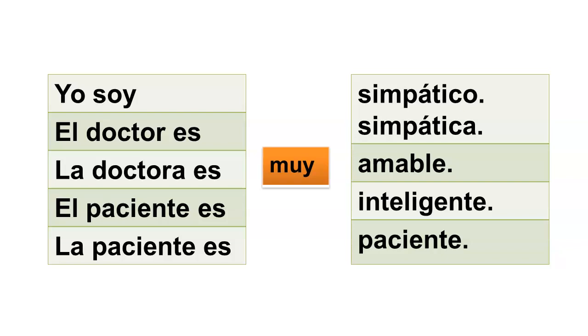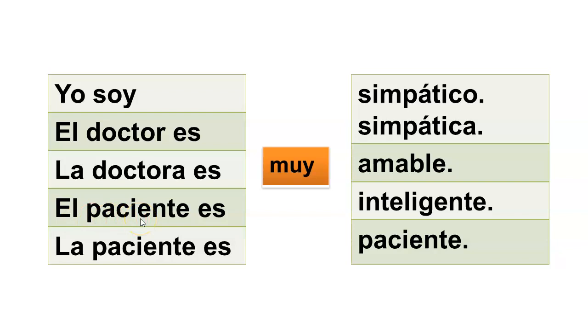So over here on the left, we have a subject and a verb. Yo soy means I am. El doctor es means the doctor is. La doctora es means the doctor is. Now, this would be a female doctor. A male doctor is el doctor. A female doctor is la doctora.